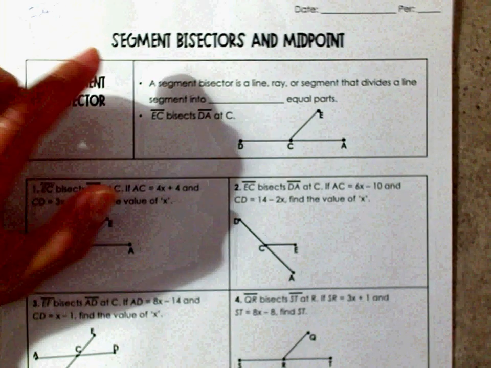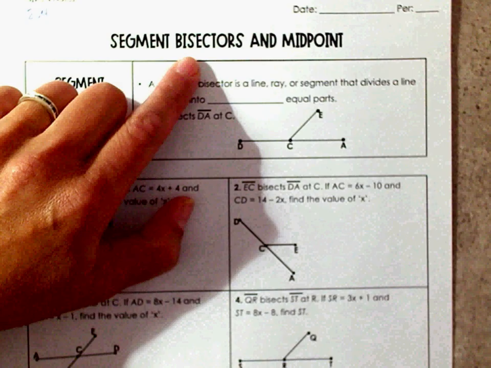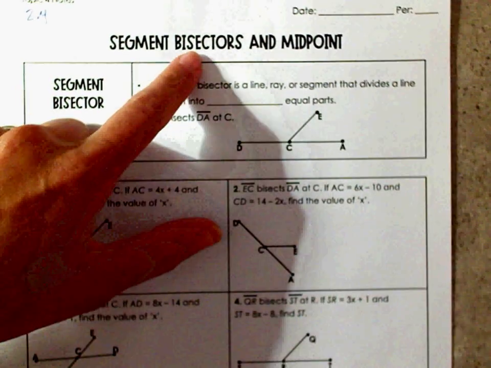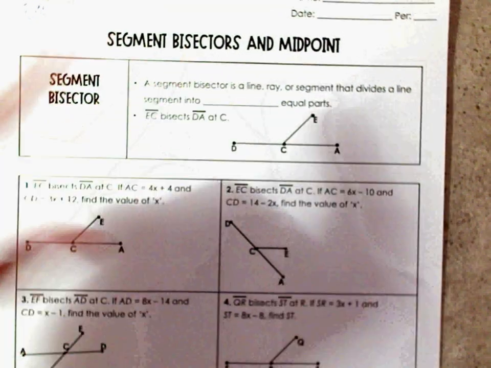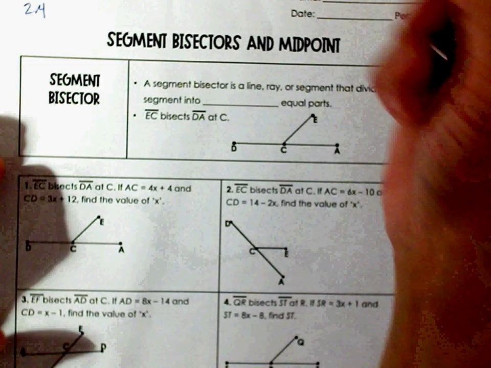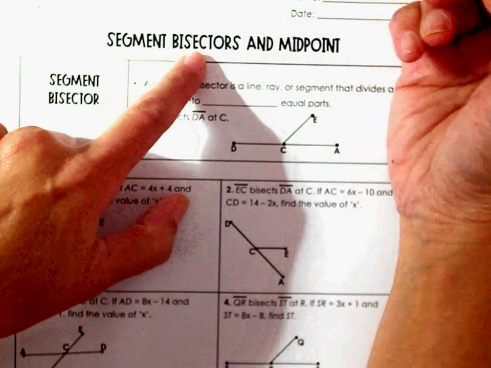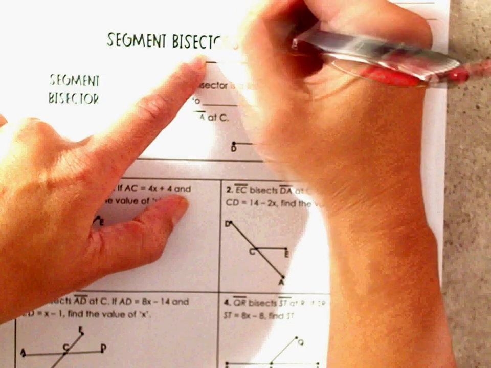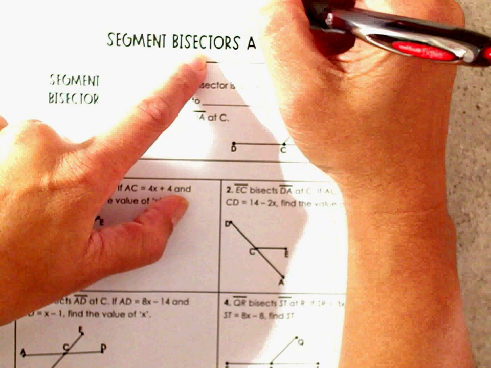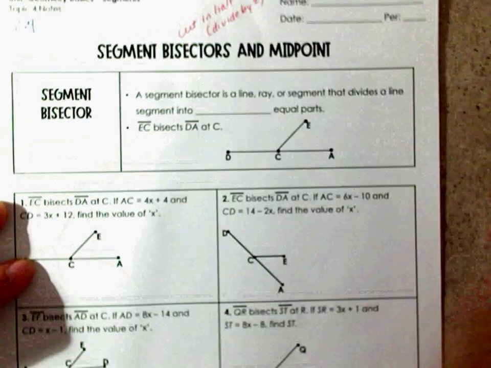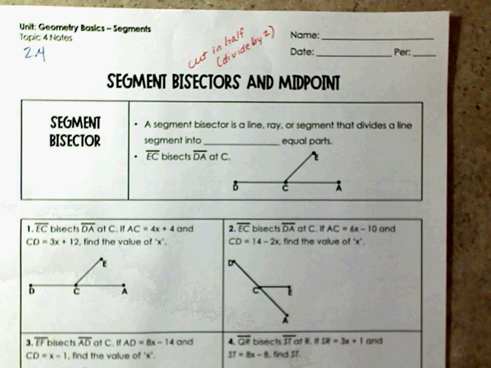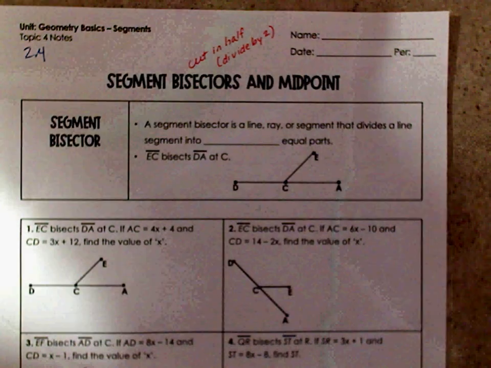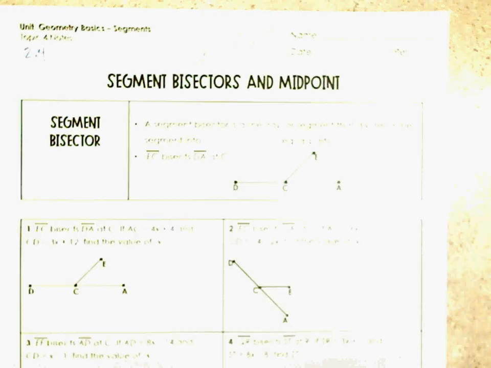Today, here are the notes for segment bisectors and midpoint. Remember that bisectors means you cut everything in half. So if it's a segment bisector, we cut in half. What does that mean? That means we divide by 2. Okay? So we're going to divide everything by 2.